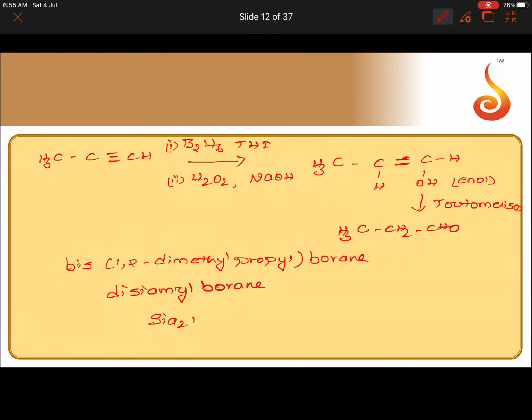Means Sia2BH. This is represented by Sia2BH. Don't get confused with silicon here. Sia2BH is a representation of disiamylborane. So if disiamylborane is there on the arrow, we can avoid double bond addition of diborane. This is about hydroboration oxidation of alkynes to prepare aldehydes and ketones.